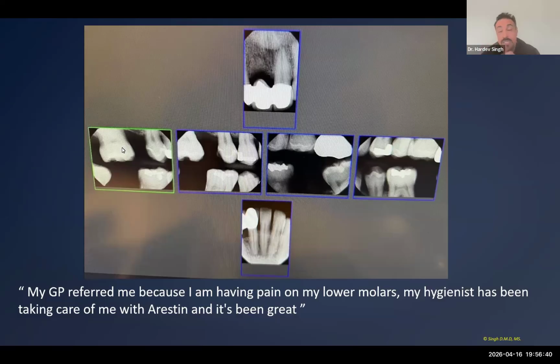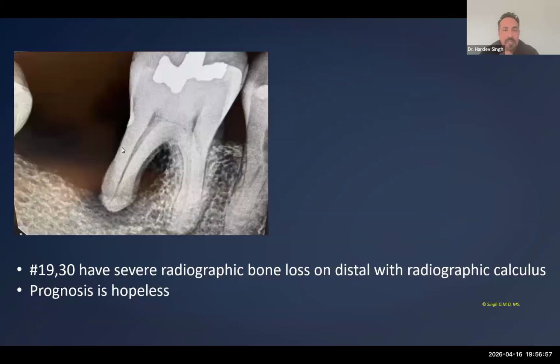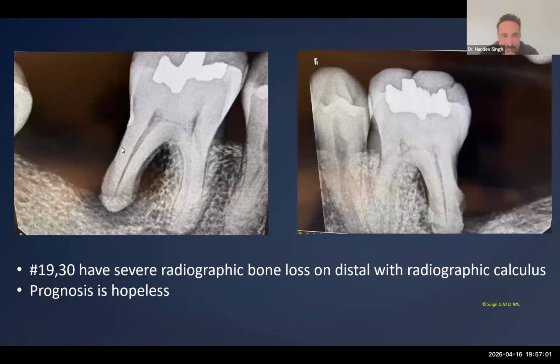So, as a periodontist or anybody who has any suspicion on the perio aspect of teeth, you need to take PAs. You need to take PAs because looking at a bite wing gives me an idea, but at the same time, I need PAs. So when I saw a PA of number 30, this is what I saw. And then I saw a PA of number 19.